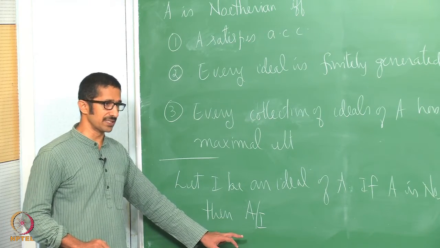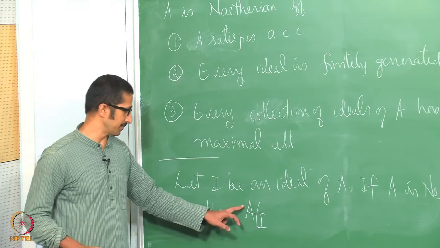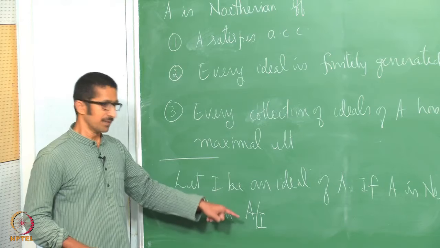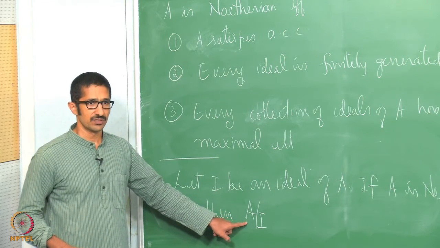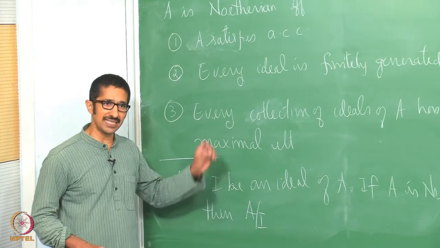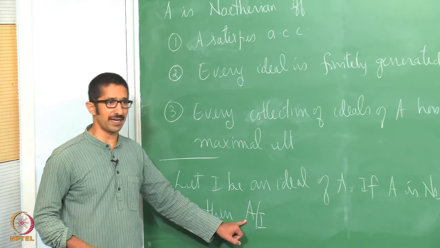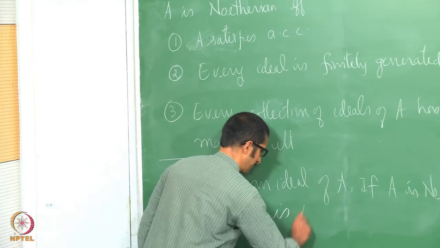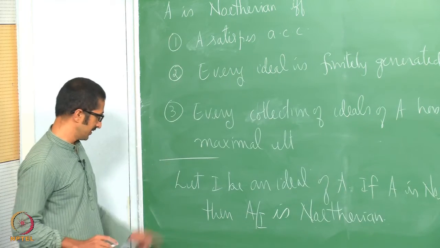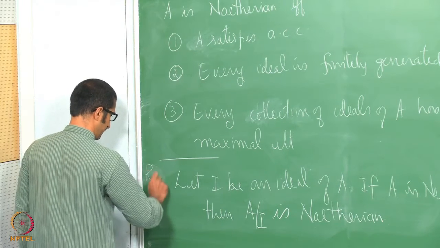A mod I will also be Noetherian, right, because every ideal of A mod I looks like some J modulo I, where J is an ideal in A containing I, but J is finitely generated. So, if I take those generating set and look at their images in A mod I, that will generate J mod I, right. So, therefore, every ideal of A mod I is finitely generated, therefore, this is Noetherian. Okay, property 1 maybe or observation, remark, whatever.